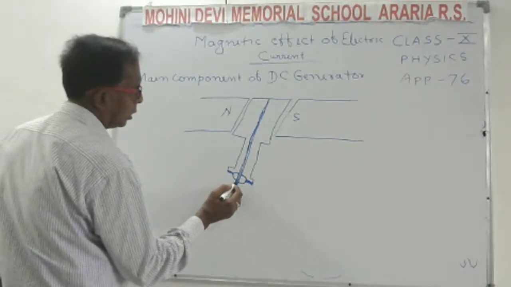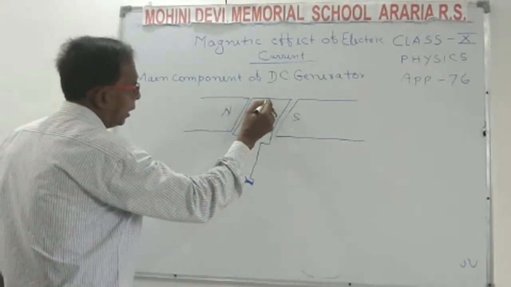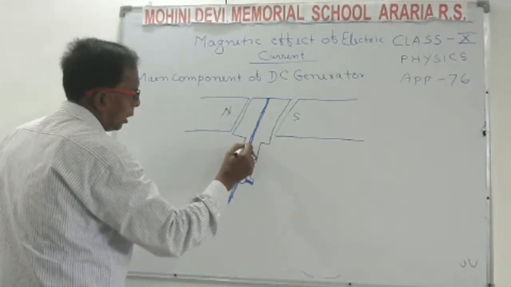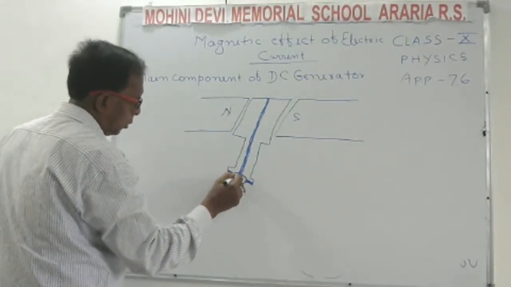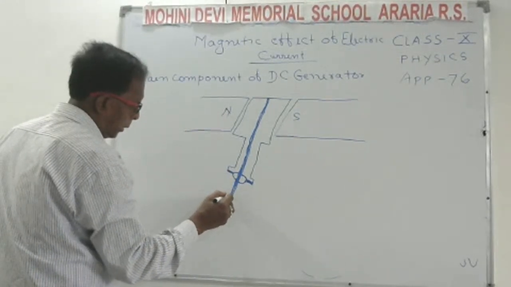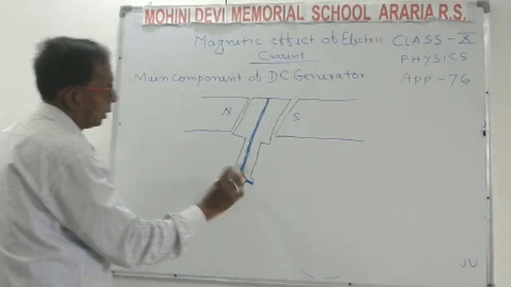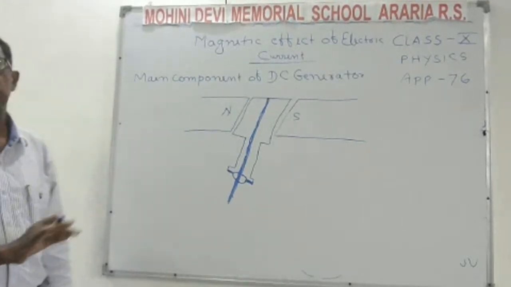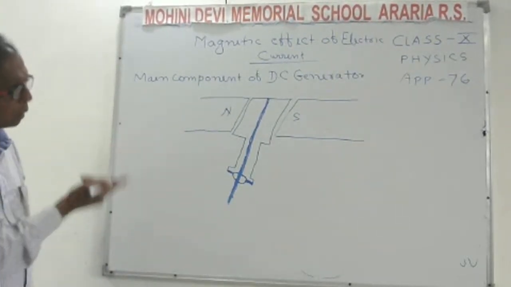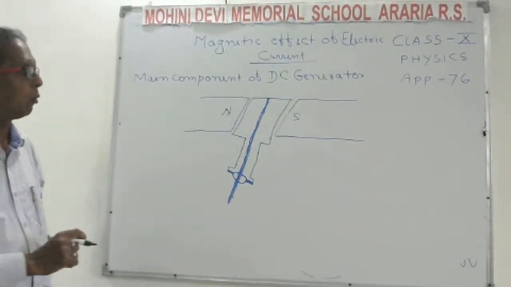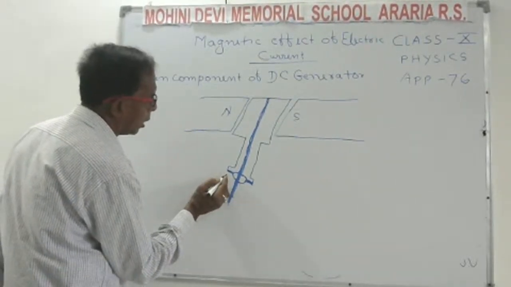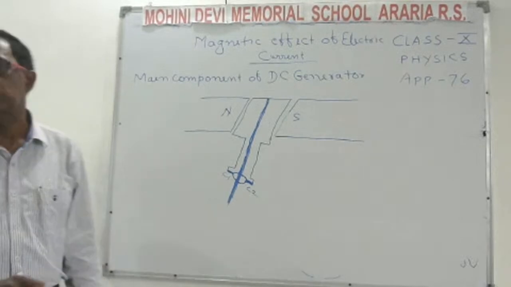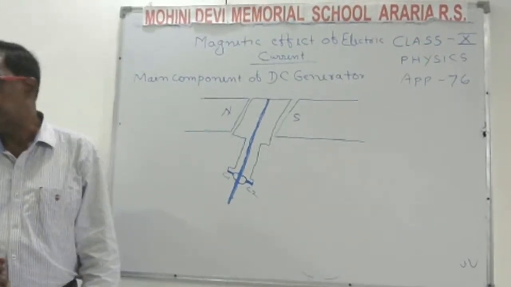Keep in mind that the sleeves move with the axis of the armature. It means, according to the armature, the sleeves also rotate. If the armature is rotating clockwise, then the sleeve rings are also rotating clockwise, and if the armature is moving anti-clockwise, the sleeves also rotate anti-clockwise. But these two carbon brushes, C1 and C2, do not rotate; they are stationary.